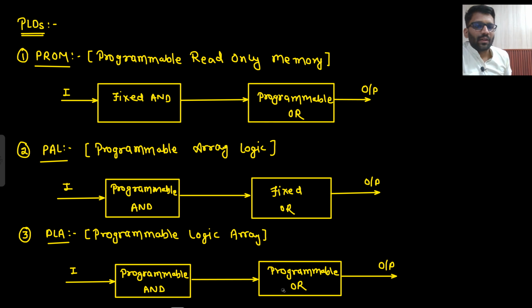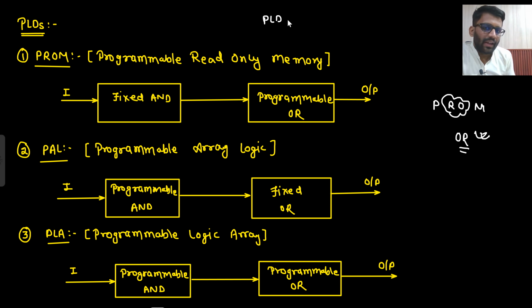What do you mean by PROM? Programmable read only memory. So how would you remember it? PROM. So what do you see here? In between you see RO, which is equivalent to OR. So here OR gate is programmable. OR gate is programmable. What do you mean by programmable? That I will tell you. And the AND gate is fixed.